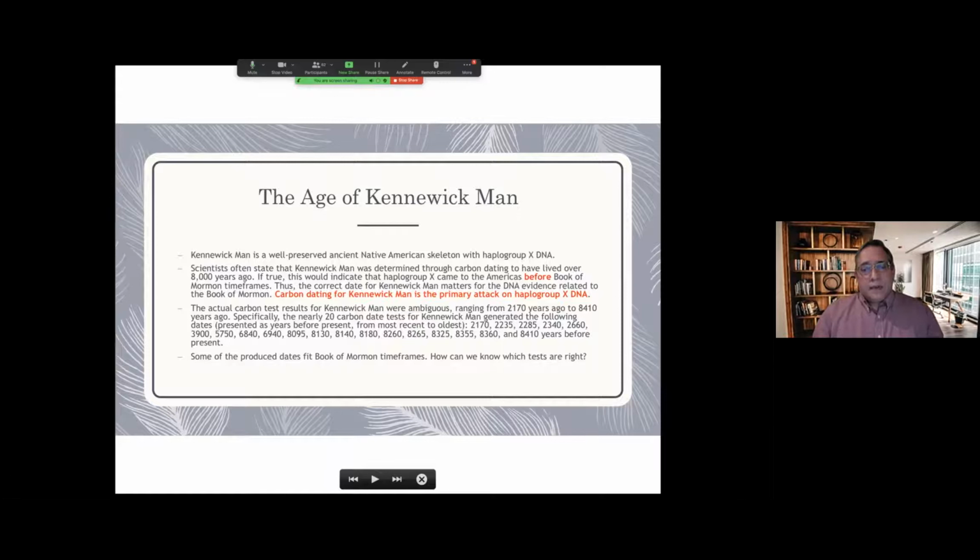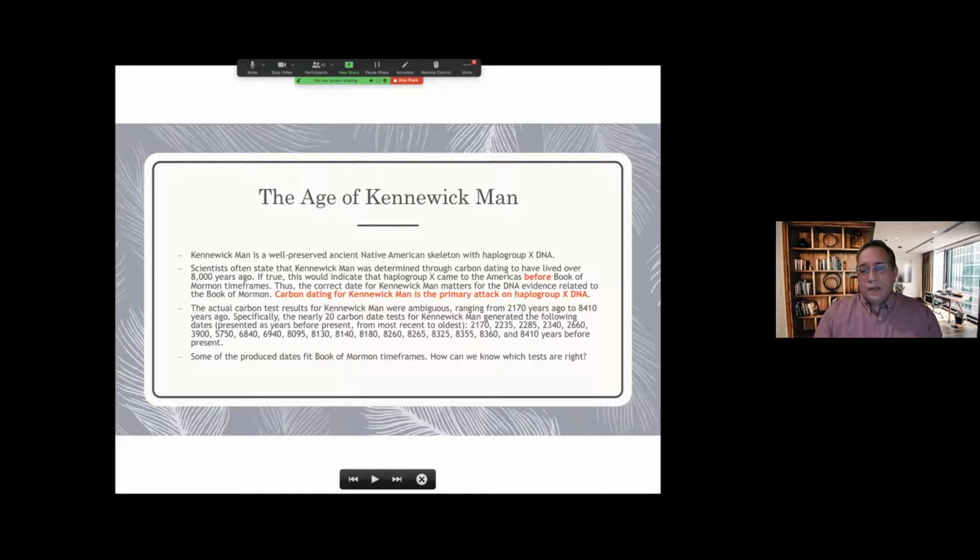So that's the primary attack on Haplogroup X DNA. However, what most people don't realize is that there are actually a number of carbon tests that were done for Kennewick Man, about 20 of them. And they were ambiguous. They were not all at that 9,000 years ago range. I put them on the slide there. You can see the actual dates that were produced.